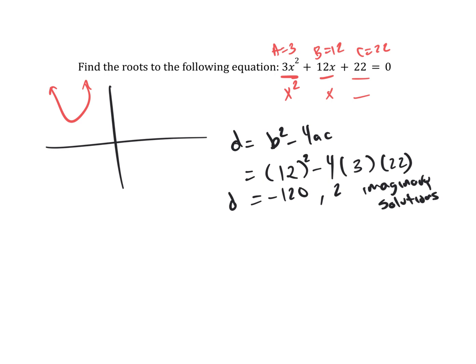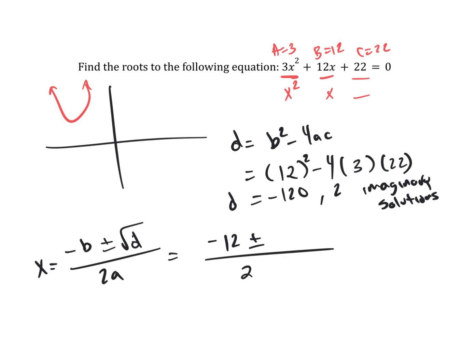So now that we have this discriminant, we can plug it back into the actual equation, which is negative b plus or minus square root of d over 2a. Negative b just means you change the sign of the b value. So it's negative 12 over 2 times a, which is 3. And then we have the square root of the d value, the discriminant, which is negative 120. And then from there we simplify. I'm going to do it here. Negative 12 on top, and on the bottom 2 times 3 is 6.